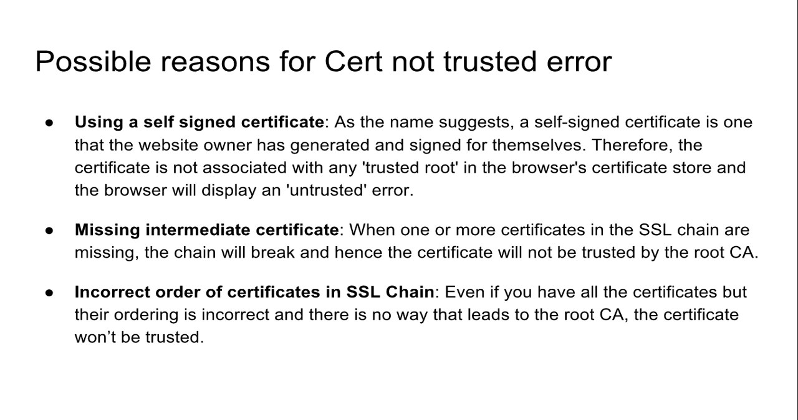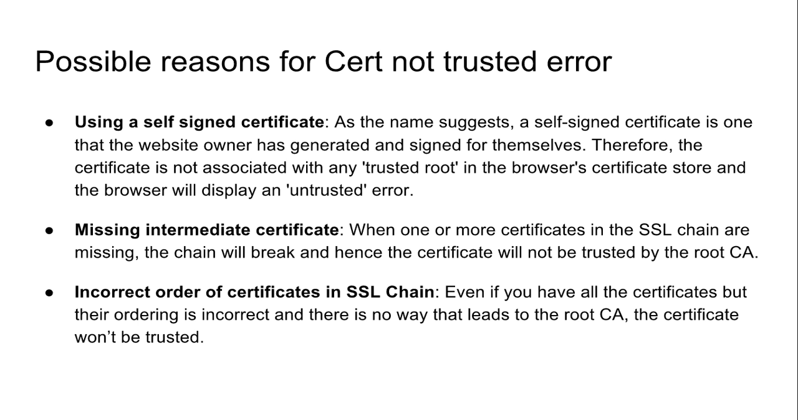The next reason for the error could be a missing intermediate certificate. As we discussed, there may be some intermediate certificates in the chain. When one or more certificates in the SSL chain are missing, the chain will break and hence the certificate will not be trusted by the root CA. Incorrect order of the certificates in the chain can also cause this error, because if their order is incorrect, there is no way that leads to the root CA. Now you know what all are the possible reasons for the error.